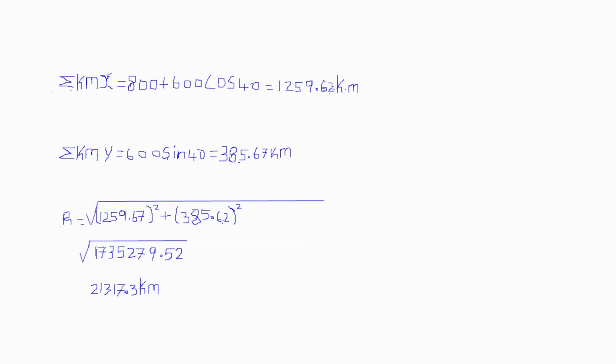If you can remember from vector classes, we use cos to represent the x-axis and sin to represent the y-axis. Now to find the resultant R, we need to square the distances covered, add them, and take the square root.